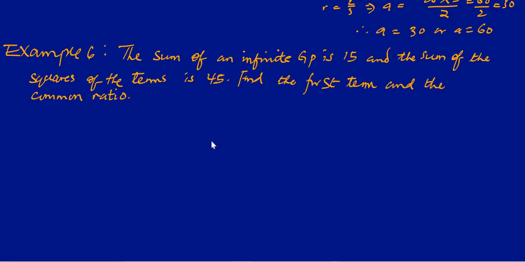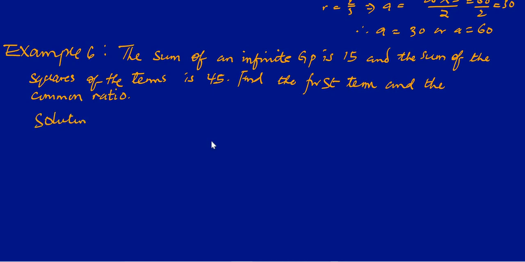Number 6 is another interesting example. So how do you do that? The sum to infinity of a GP is 15, and the sum of the squares of the terms is 45. Find the first term and the common ratio. Solution.